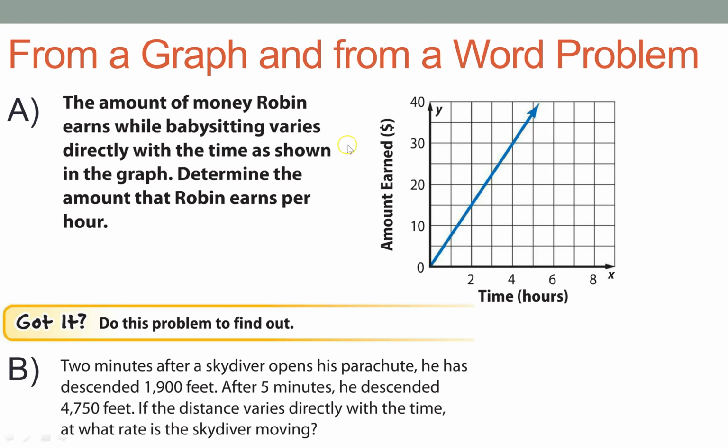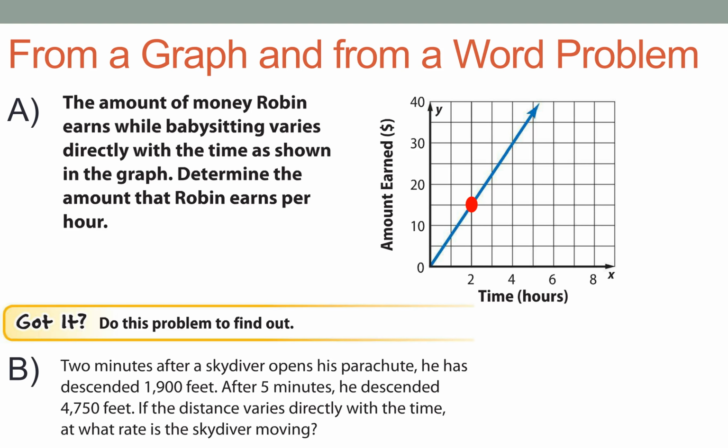All right, so let's talk about money. The amount of money Robin earns while babysitting varies directly with the time as shown in the graph. Determine the amount that Robin earns per hour. Keyword alert. It says varies directly. So important. Because it varies directly, I can solve it this way.